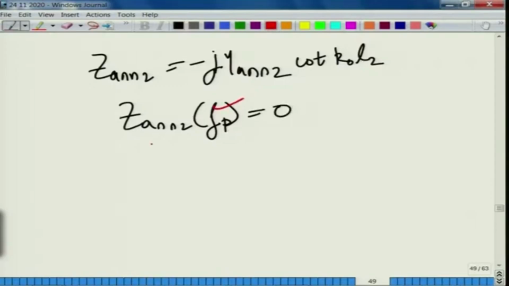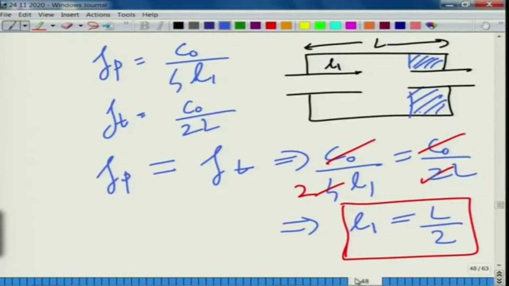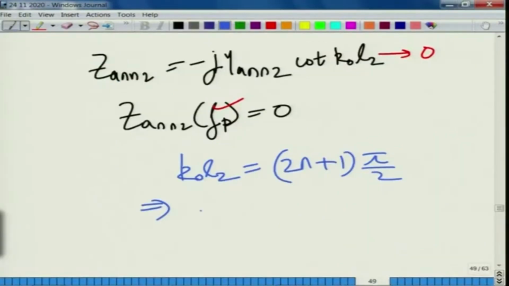For that, we again set this term to 0 to finally obtain k naught into L by 2 is equal to 2n plus 1 into pi by 2, is not it? So, when you get such a thing, what is the first frequency? Of course, looking at this formula, it is easy to figure out that f p for the cavity at the outlet is equal to C naught by 4 L2.